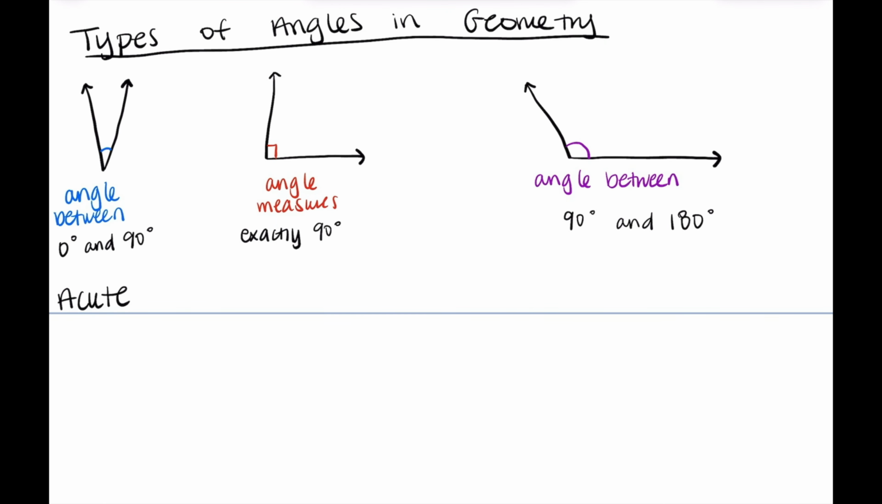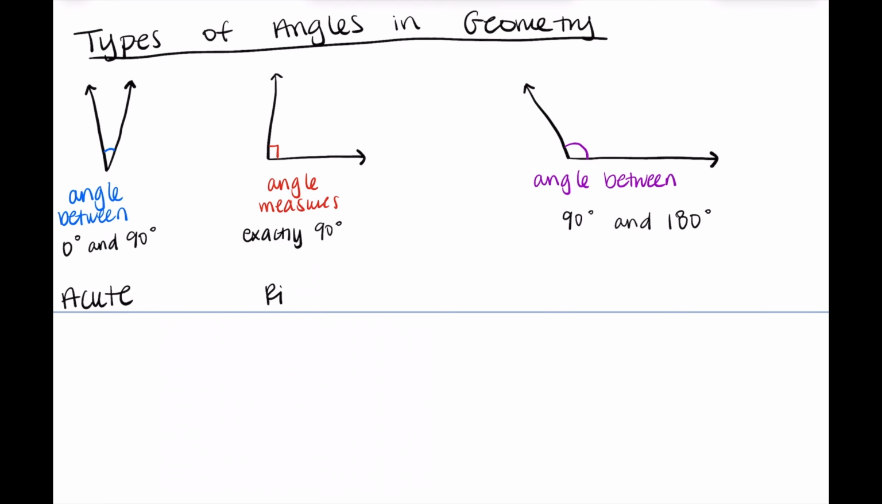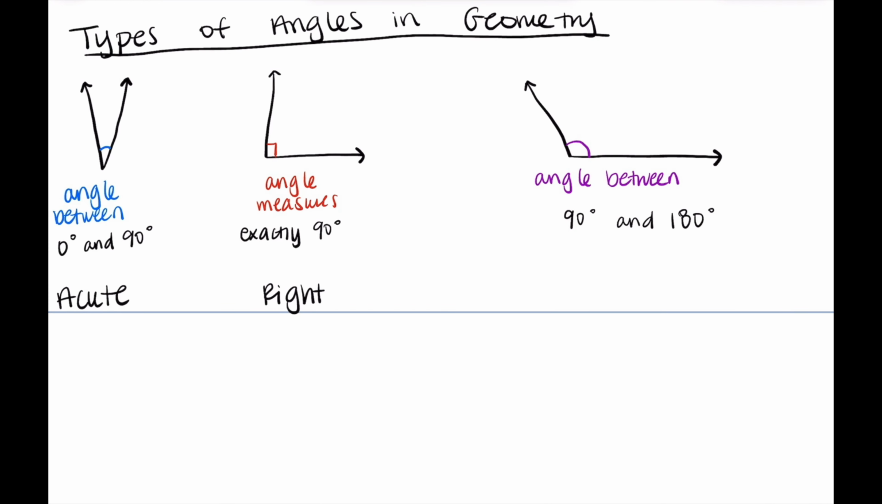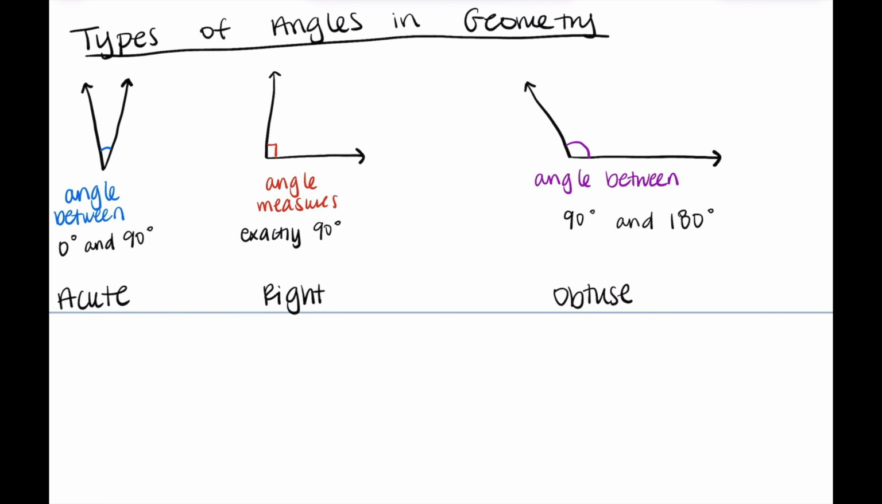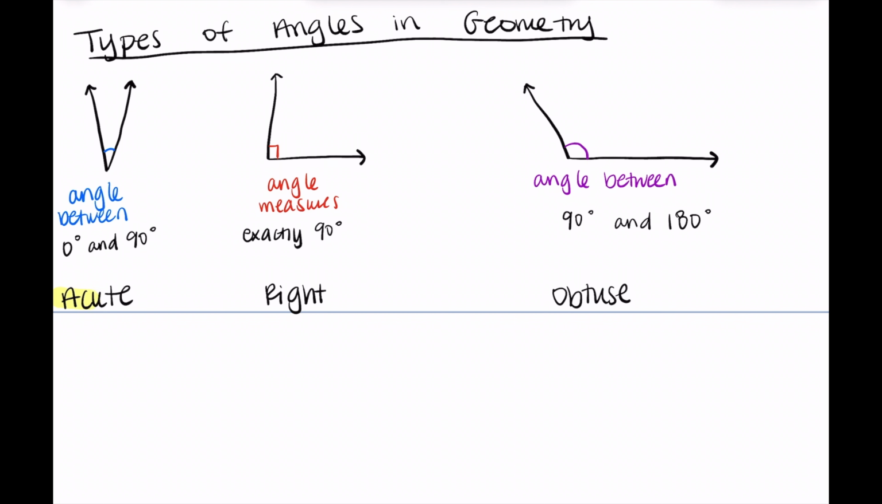So an angle measured between 0 degrees and 90 degrees, that one is called acute. A way of remembering it is, it's so cute, right? It's little. The second type, this one should be a review, an angle that measures exactly 90 degrees is called a right angle. And then an angle that measures between 90 degrees and 180 degrees, that one would be called obtuse. So these 3 are super, super important.